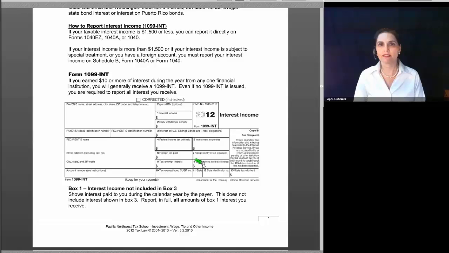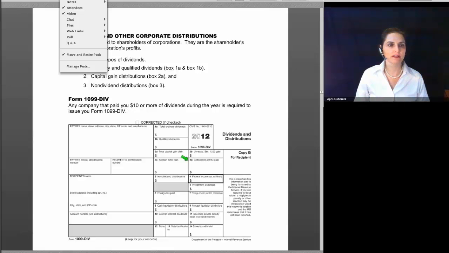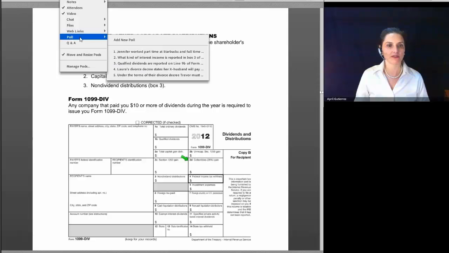So if you're completing 6251, or if you have a client who's subjected to alternative minimum tax, this would be an increase to their taxable income on Form 6251. Let's move over now to the 1099 DIV form, but before we start on a discussion of 1099 DIV, I wanted to give a quick poll here.